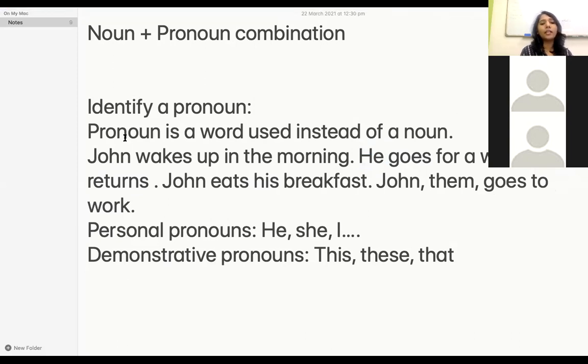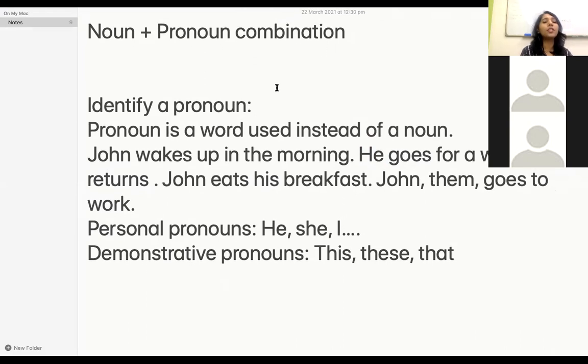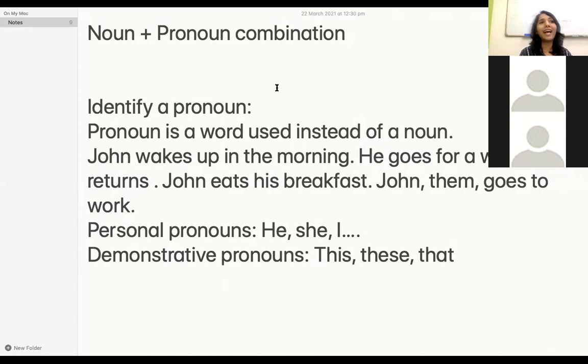So this is what is a pronoun and a noun. So this is a noun and pronoun combination. So in your statement, you identify a pronoun. It could be that. So if I tell the cup which I am holding in my hand, or the pen that I am writing with, okay? So that, which, all act as pronouns. So they are called demonstrative pronouns. So spot a pronoun in your statement, go looking for its noun, and you pair them up together.